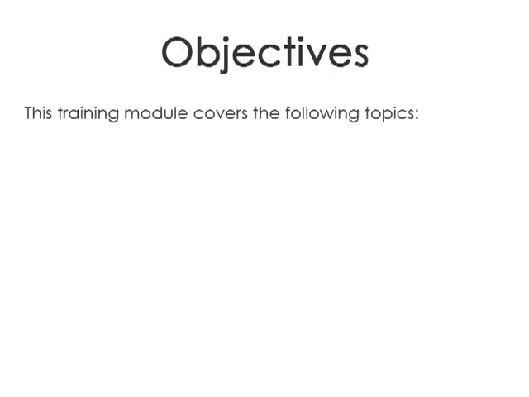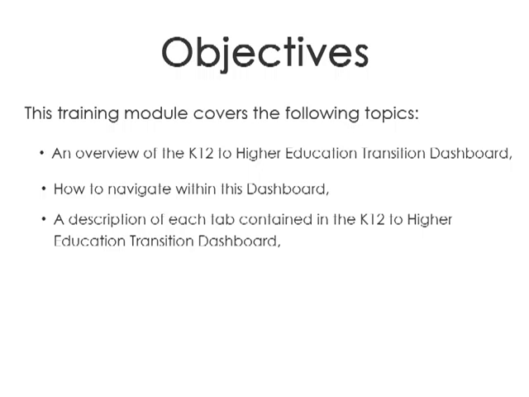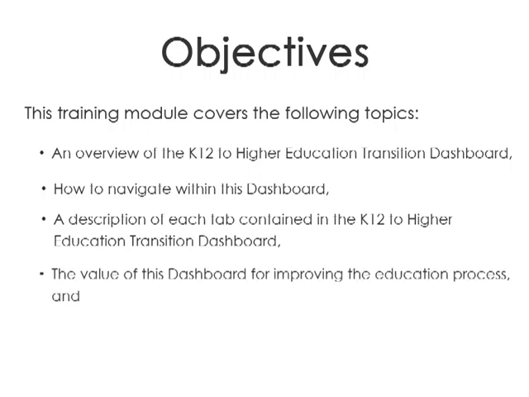This training module covers the following topics: an overview of the K-12 to Higher Education Transition Dashboard, how to navigate within this dashboard, a description of each tab contained in the K-12 to Higher Education Transition Dashboard, the value of this dashboard for improving the education process, and the limitations of the data.